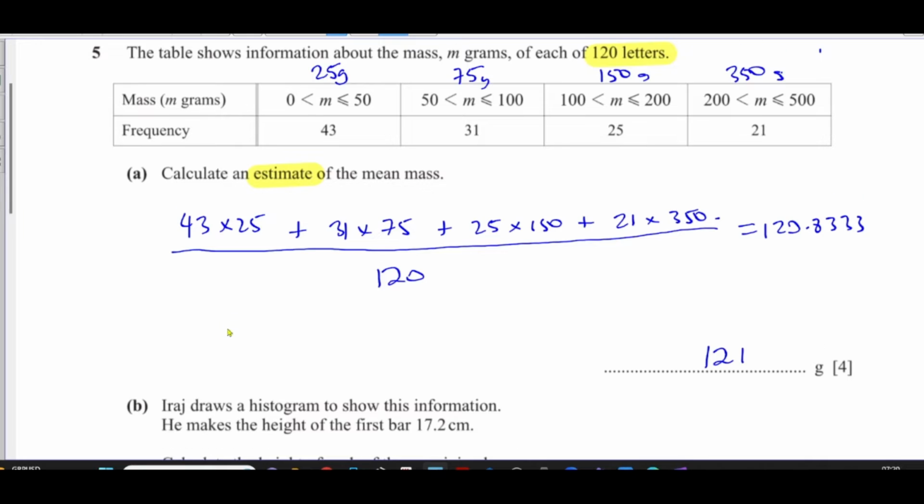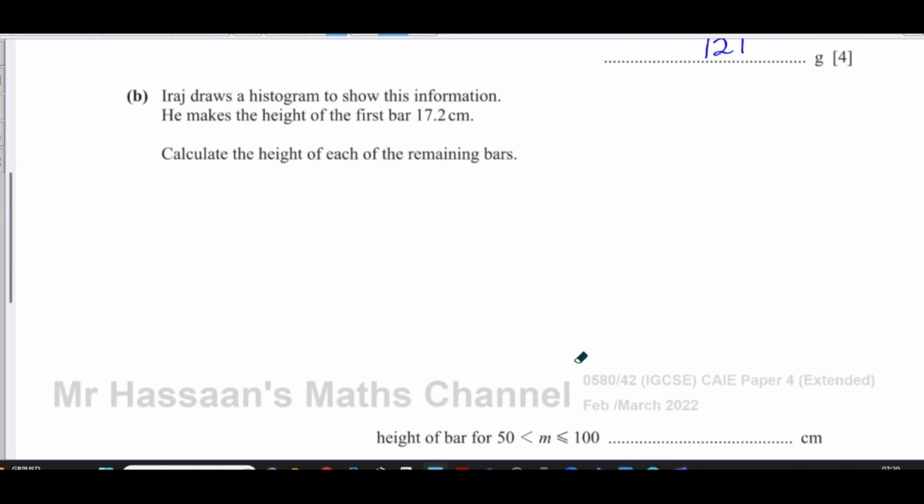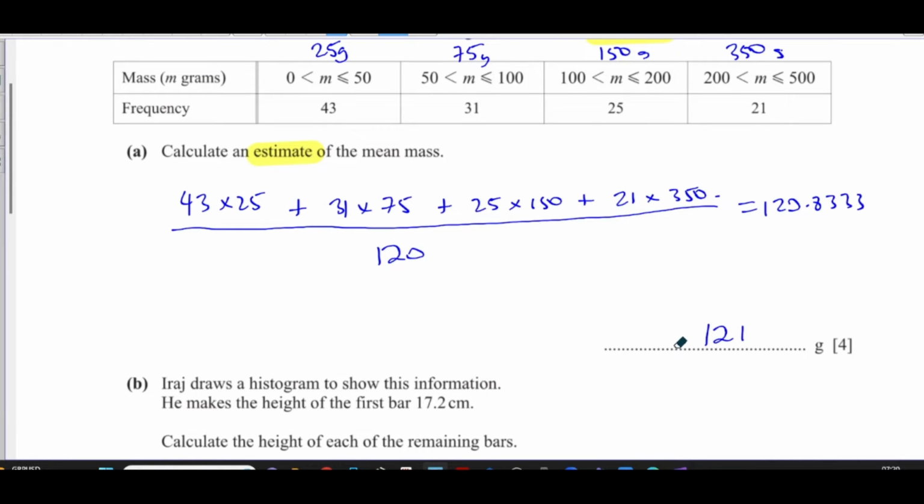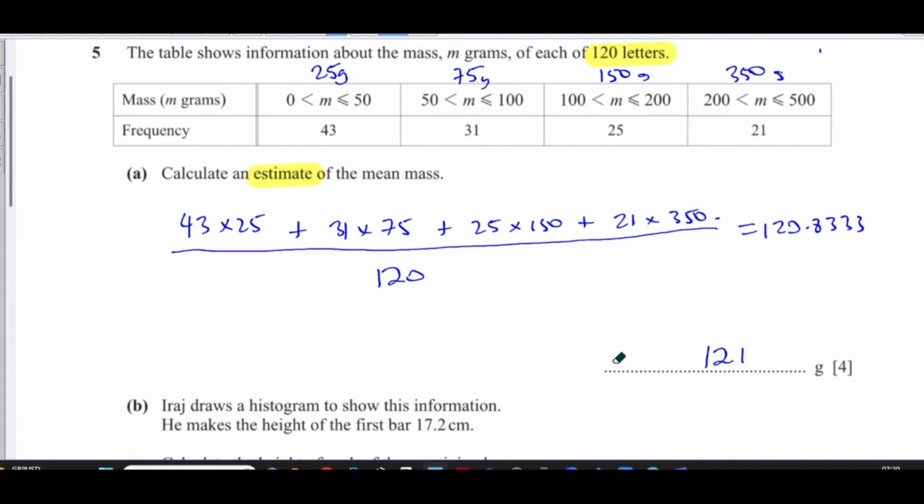Now for part B, it says, Iraj draws a histogram to show this information. He makes the height of the first bar 17.2 centimeters. I'm going to take this diagram and bring it down.